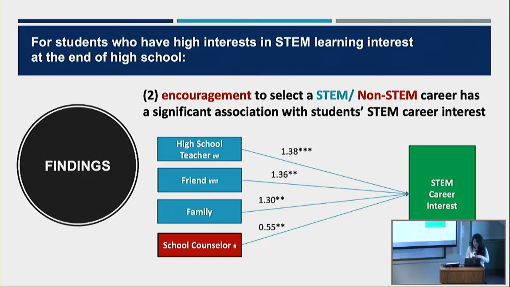Encouragement was really important. If they received encouragement to select a STEM career from high school teachers, friends, or family, it was positively associated, and it had the second or third largest magnitude. School counselor was negative because it was encouragement to select a non-STEM career. If a school counselor encouraged them to select a non-STEM career, it actually had the strongest negative association with students pursuing career interest.